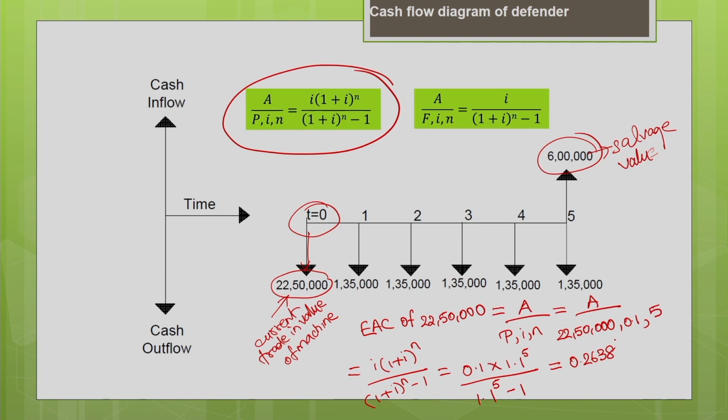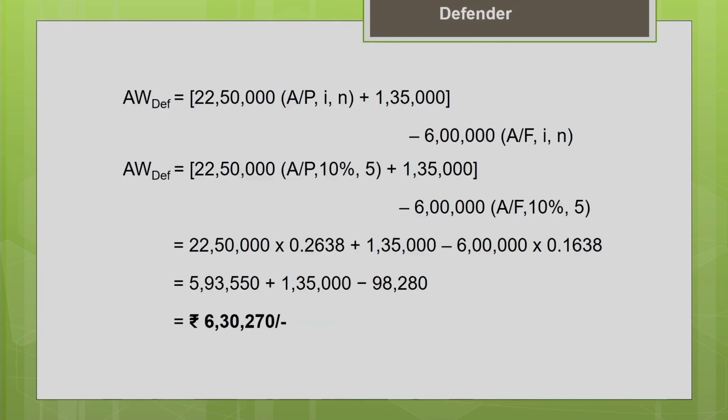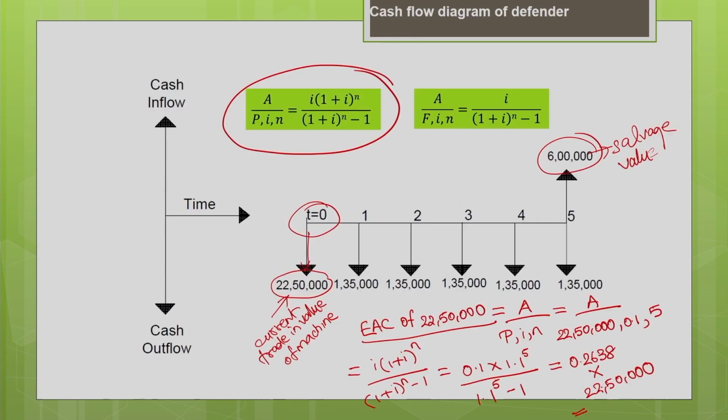Now, to find the equivalent annual cost of 22,50,000, you have to multiply this 0.2638 into 22,50,000. So, this gives me the equivalent annual cost as 5,93,550. So, this is the equivalent annual cost of your initial cost of defender.